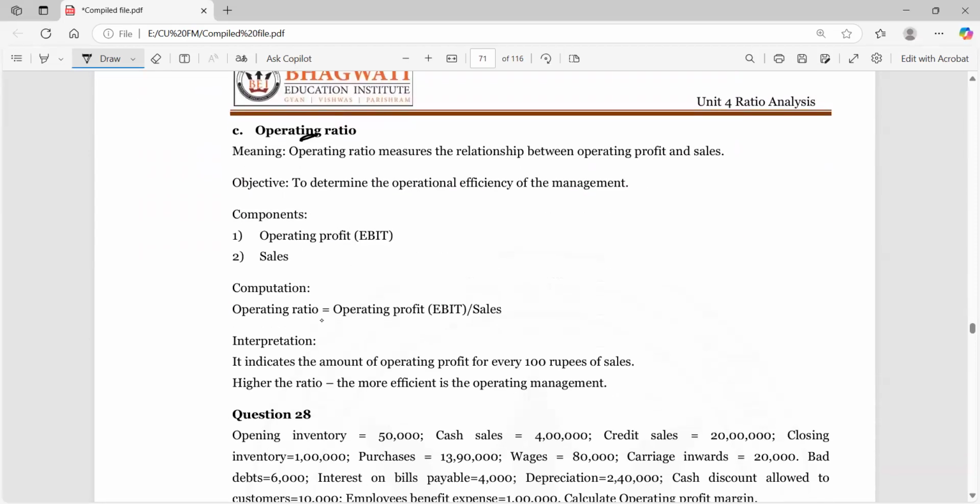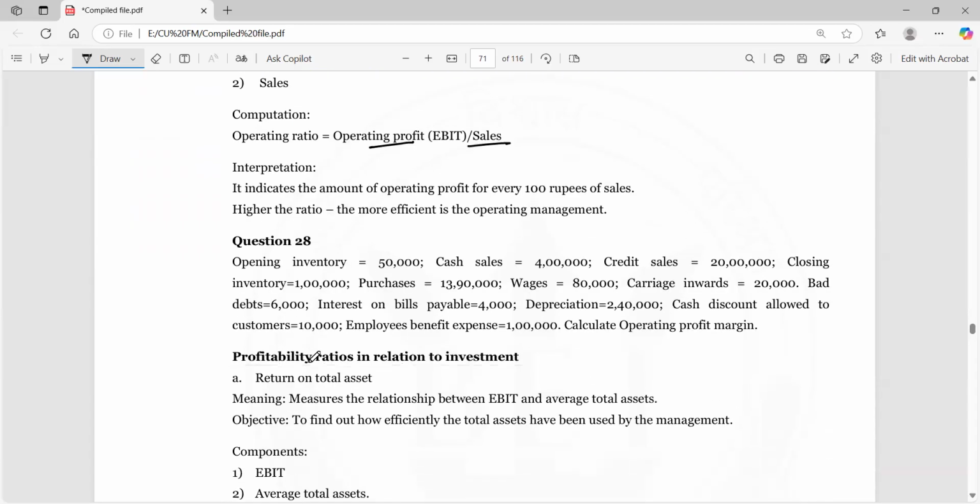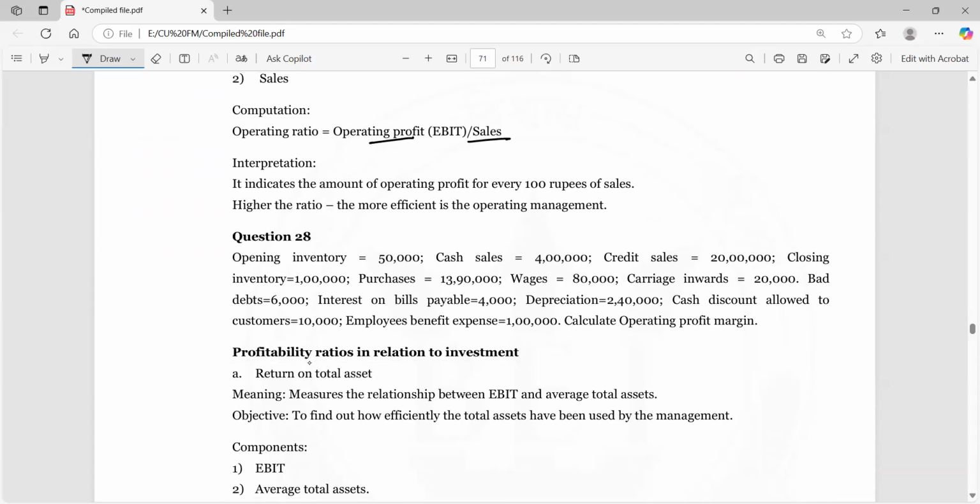Now operating ratio. The formula is operating profit divided by sales, or operating profit margin. So look at question number 28. You don't do the full calculation. This is a continuation of question number 27. What is the COGS that we calculated? 14 lakh 40,000. Where opening stock is adjusted, closing stock is adjusted, purchases adjusted, wages adjusted. Carriage inwards is also adjusted.